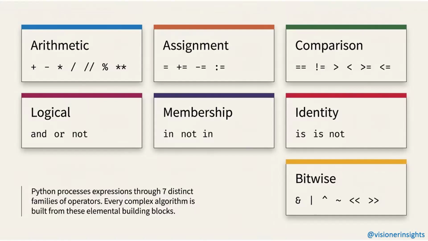In Python, we basically get 7 distinct toolkits. We've got arithmetic for math, assignment for storing our values, comparison for checking relationships, and logical for all things truth. Then there's membership for seeing if something's inside a collection, identity for checking an object's uniqueness, and finally, bitwise for that super low-level machine stuff. Let's go ahead and explore each one.